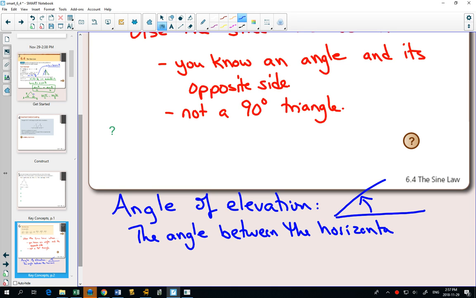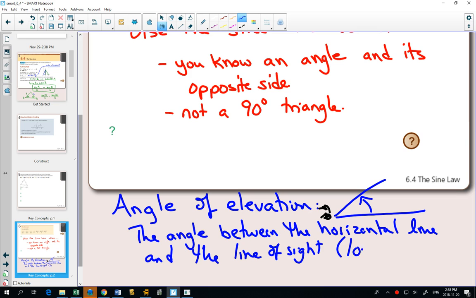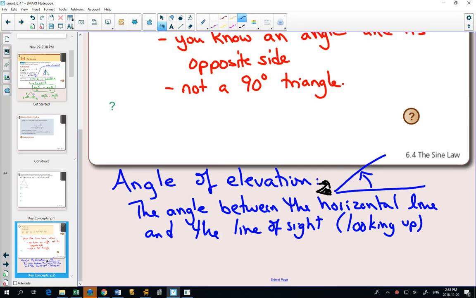It's the angle between the horizontal line and, if this is your eyeball right here, the line of sight. It's supposed to be an eyeball. The angle between a horizontal line and the line of sight looking up is your angle of elevation. The other definition?